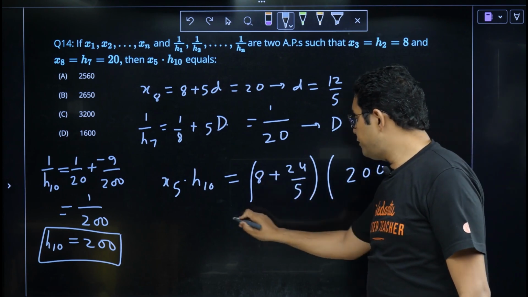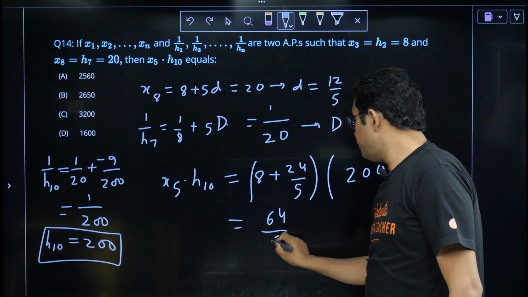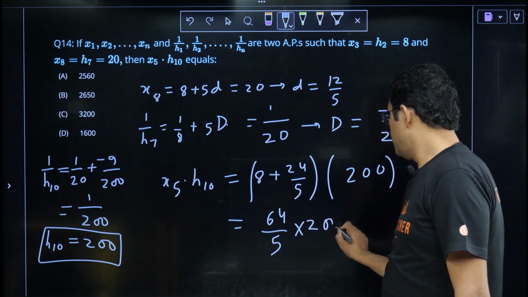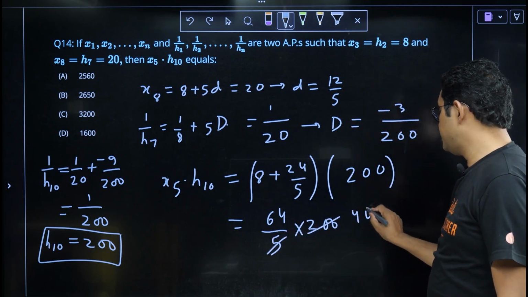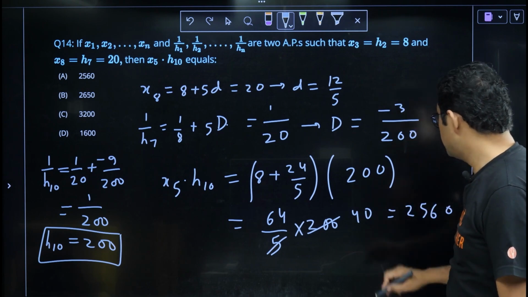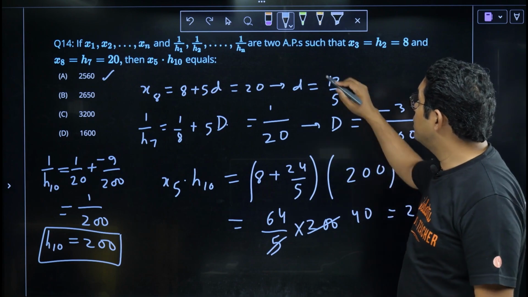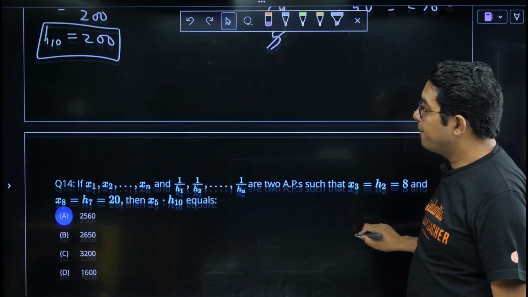So 8 into 5, 40 plus 24 is 64 upon 5 into 200. This 5 will cancel it 40 times. We get this to be 2560. Yeah, 2560 will be the answer. 2560, please be careful, not 2650. Okay, so the answer for this is A.